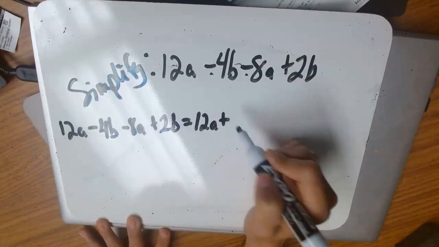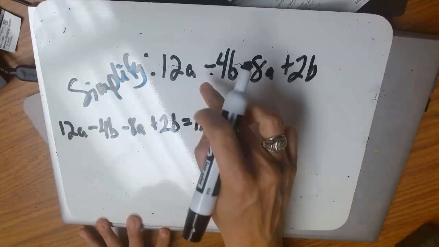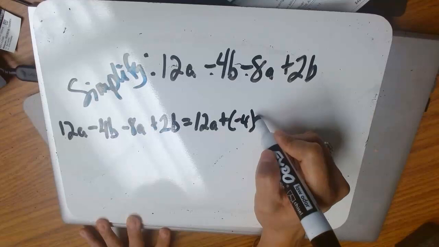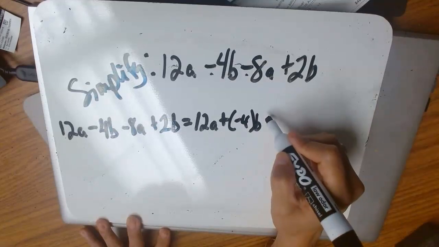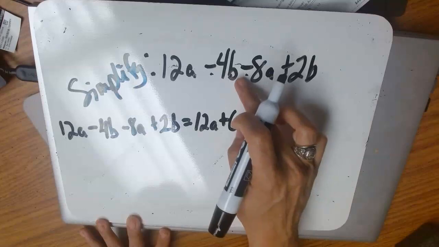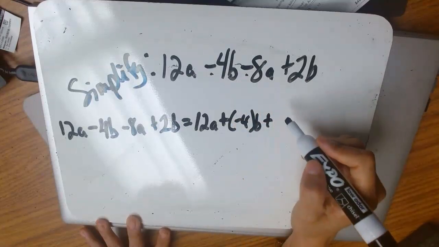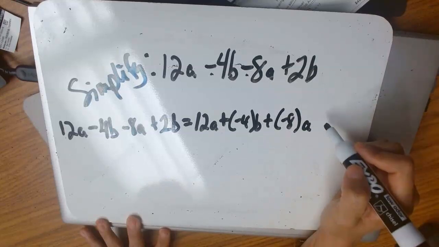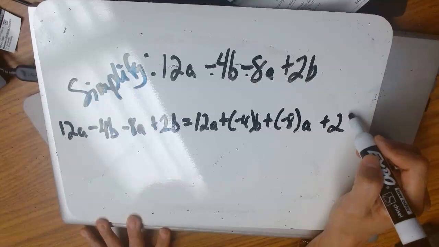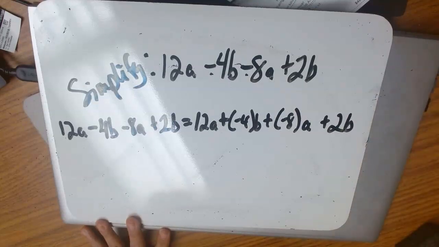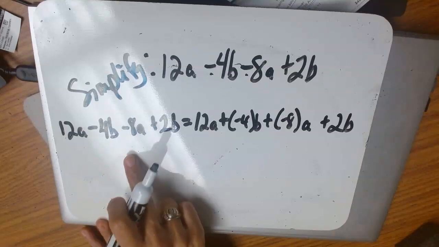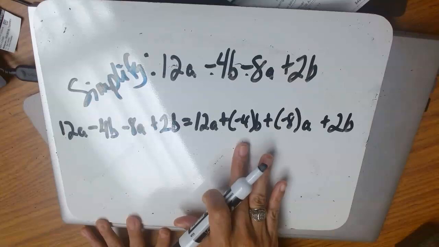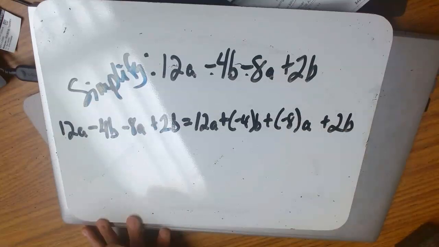12a plus, because remember we changed that. You're keeping your negative 4. You can put the b plus, because we're changing that to a positive, but yet you're keeping your negative 8a plus 2b. So the first step is, don't forget to change your negatives to positive, even though you keep your number values. In this case, it's still a negative 4, it's still a negative 8.